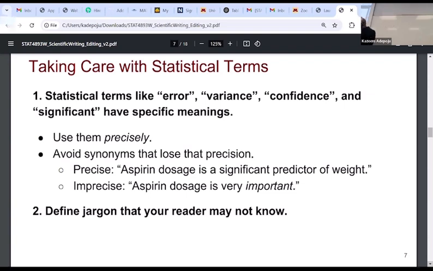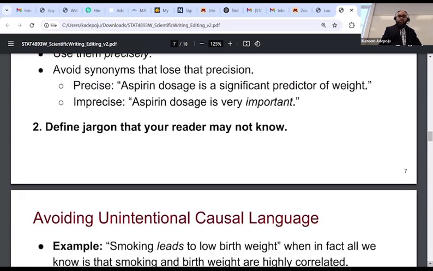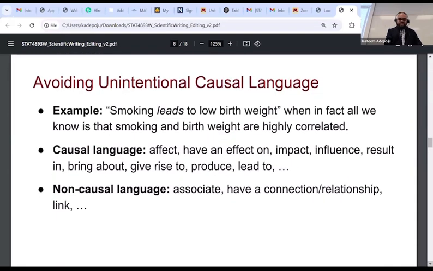If you find a significant result where the p-value associated with the dosage is significant, because the p-value is less than 0.05, it is imprecise to say aspirin dosage is very important. We don't say that. That will make us lose our position. Instead, we're going to say aspirin dosage is a significant predictor of weight. Weight here is a response. And whatever statistical jargon you use, try to explain it to the reader, because the reader may not understand that.